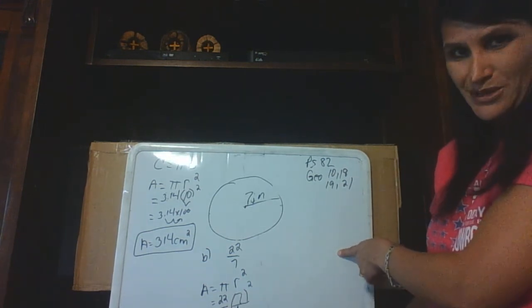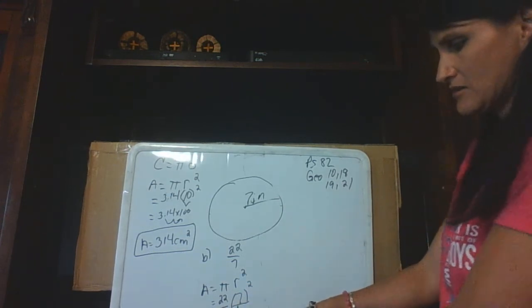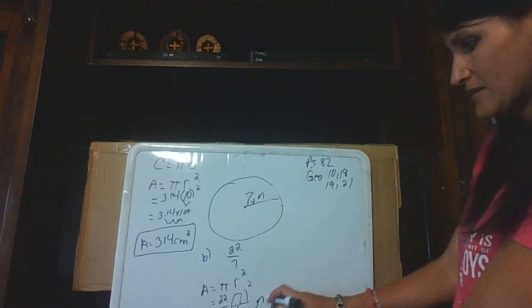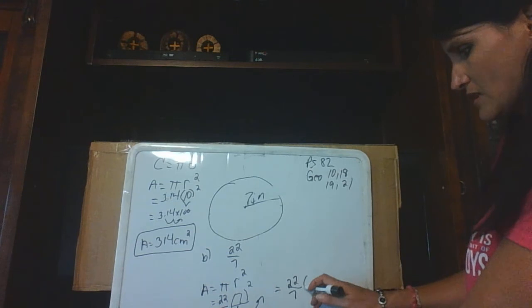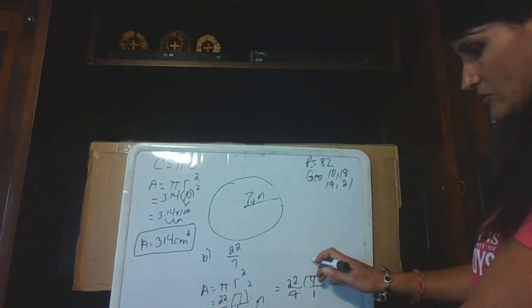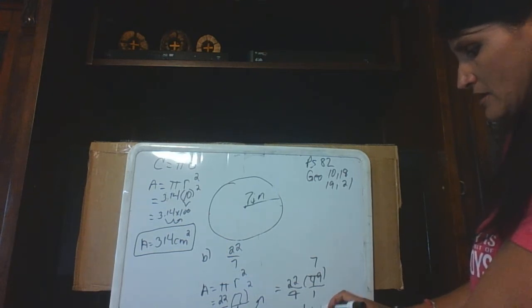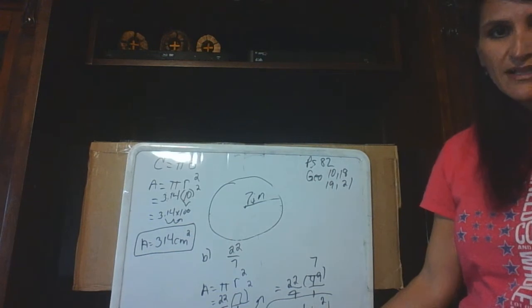You have to do PEMDAS first. Don't try to reduce the 7 with the 7. You cannot do that. So 7 squared is 49. So I'm going to rewrite this as equals 22 over 7 times 49 over 1. Then I'm going to reduce, and area equals 22 times 7, which is 154 inches squared. Okay? So there's two examples.